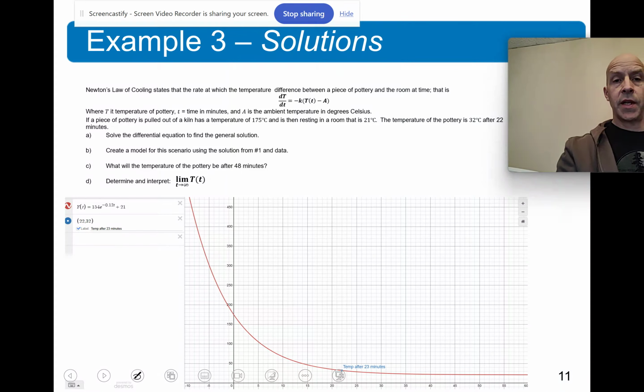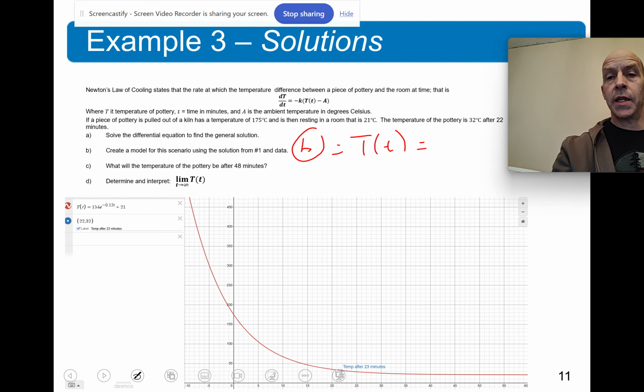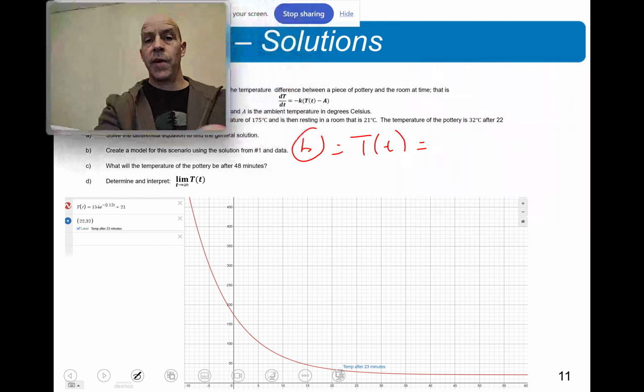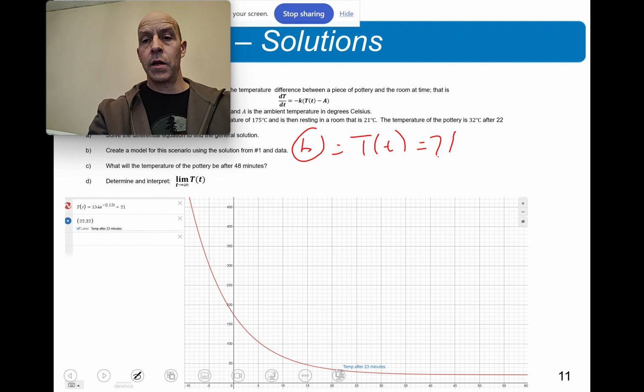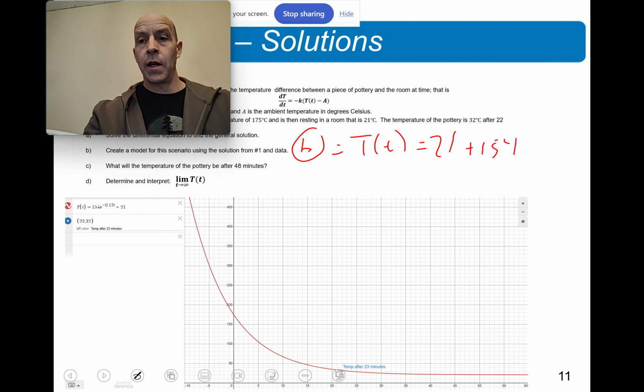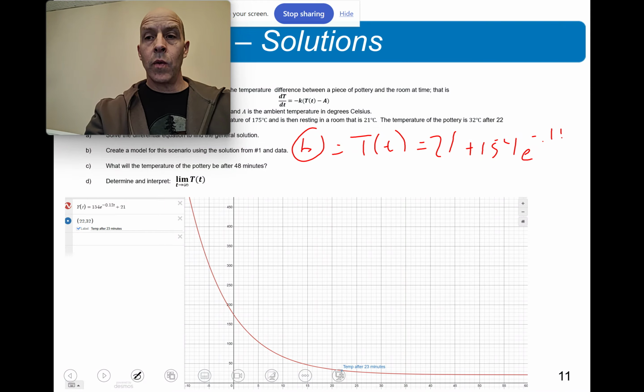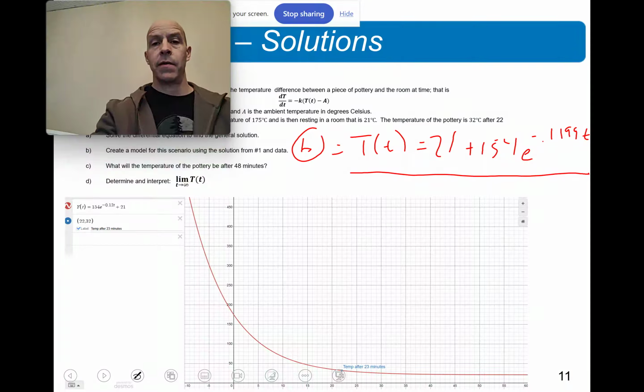So now we're going to jump to the next slide even though I'm running out of room. So for part B, the answer is the temperature at time t is equal to 21 plus 154, that was our C value, e to the negative 0.1199 t. I'm running out of room. So there's our solution for part B.